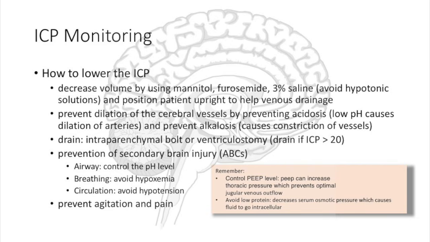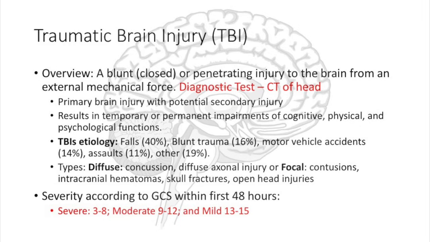Next is traumatic brain injury. The overview on TBIs includes a blunt or penetrating injury. So the blunt would be closed, the penetrating would be open, from an external mechanical force. The diagnostic test for the traumatic brain injury is the CT of the head. In this traumatic brain injury, you have primary brain injury with a potential cause for secondary injury. And this results in temporary or permanent impairments of the cognitive, physical, and psychological functions.